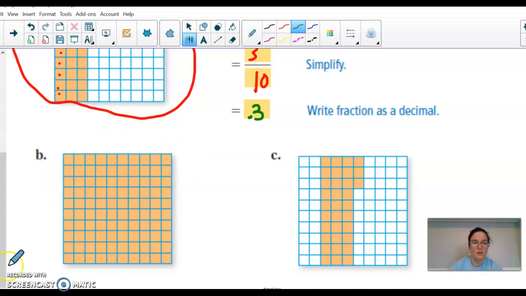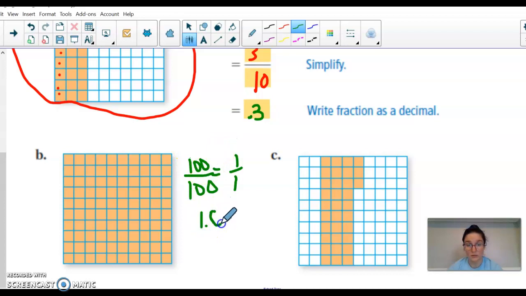This one, it clearly is all shaded, so the amount that it's out of is 100, and the amount that is shaded is 100. So the fraction is going to be 1 over 1, or just plain 1. The decimal is going to be 1.0. And the percentage, since the whole thing is shaded, is 100%.